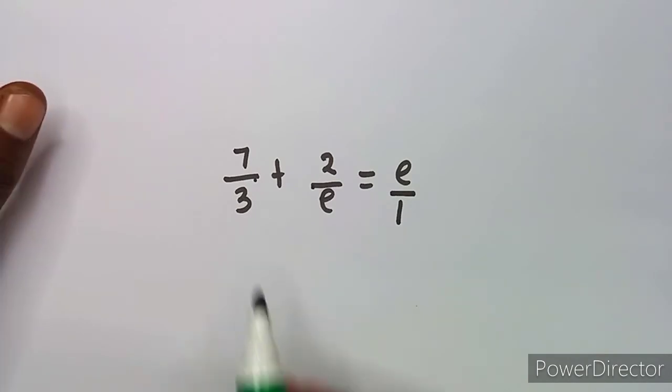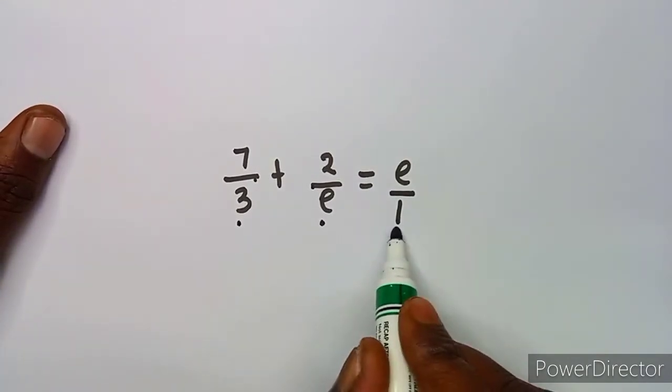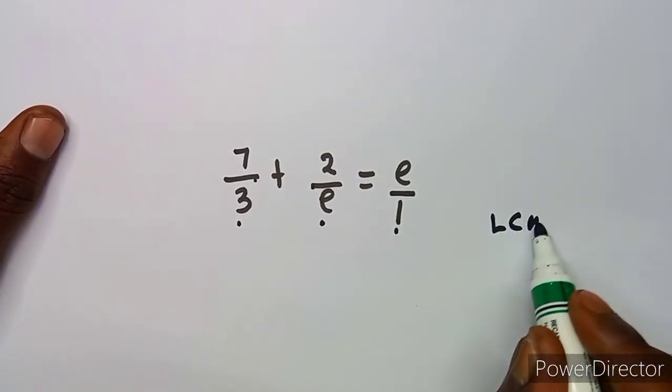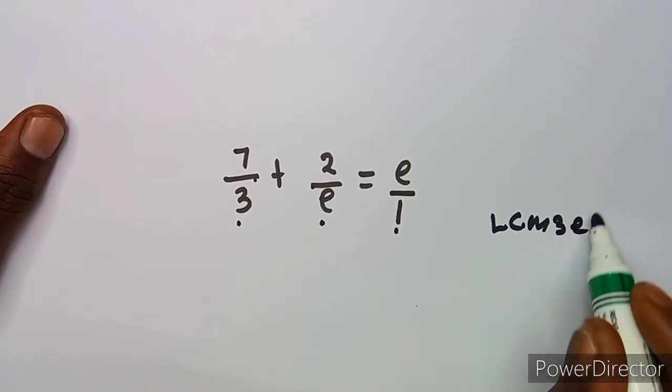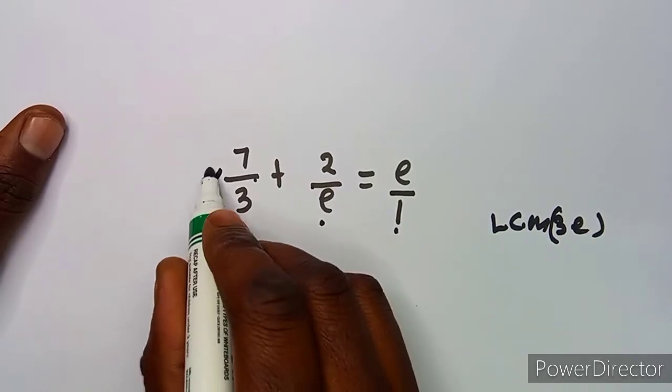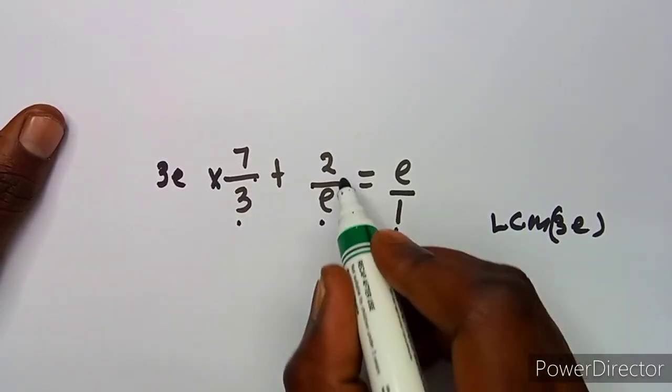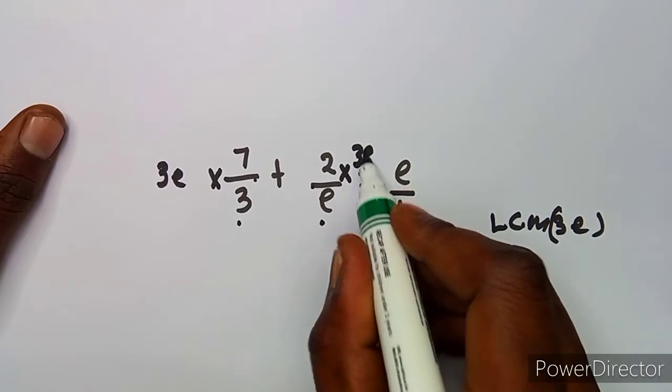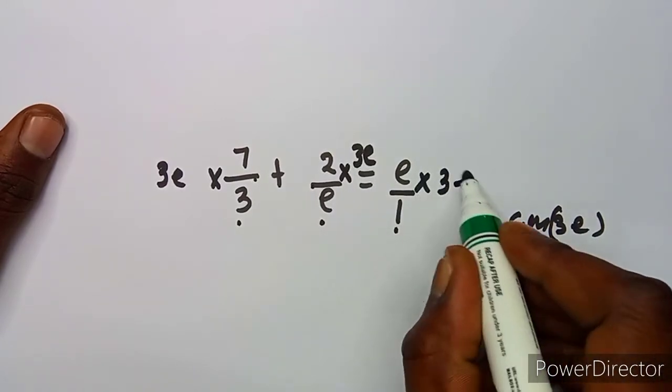So what will be the LCM of 3e and 1? The LCM in this case is going to give us what? 3e. That's our LCM, 3e. So we multiply each and every term. So we're going to multiply this part by 3e, multiply this part by 3e, multiply this part by 3e, like this.